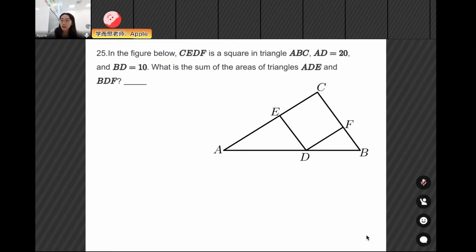In the figure below, CEDF is a square in triangle ABC. AD equals 20 and BD equals 10. What is the sum of the areas of triangles ADE and BDF? Okay, for these 2 parts, let me just highlight ADE and BDF. Well, what should we do?